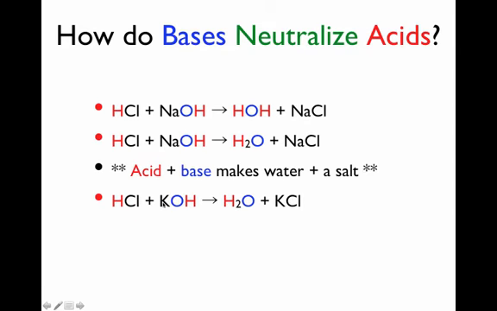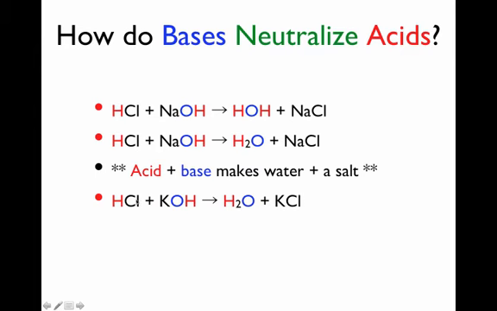As an example, this is hydrochloric acid mixed with a different base. This is called potassium hydroxide instead of sodium hydroxide. But the basic chemical reaction is the same. The K turns into K+, and it attaches itself to the chlorine, and it will make a salt. This is a different kind of salt called KCl, sometimes called potassium chloride.